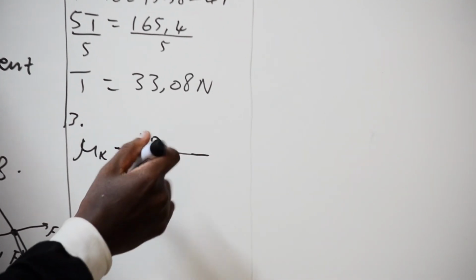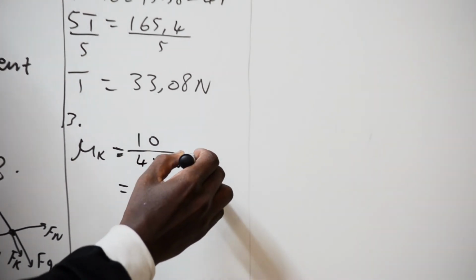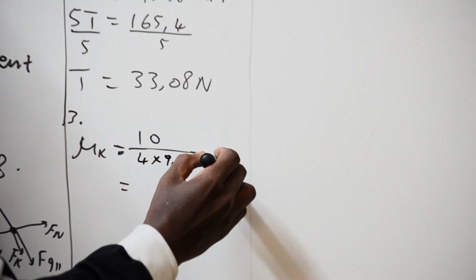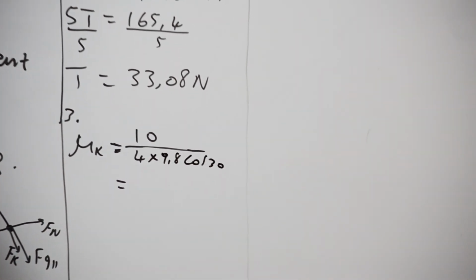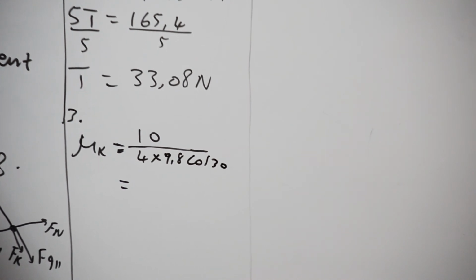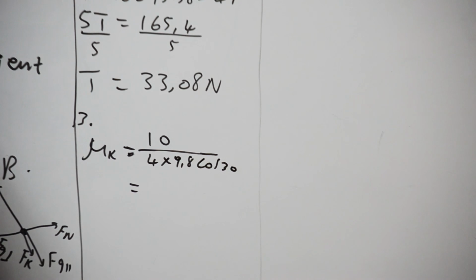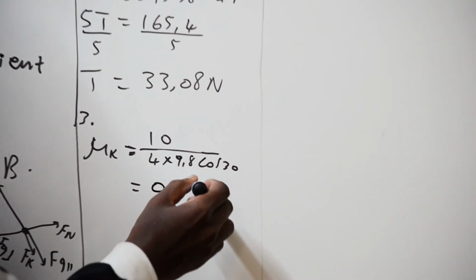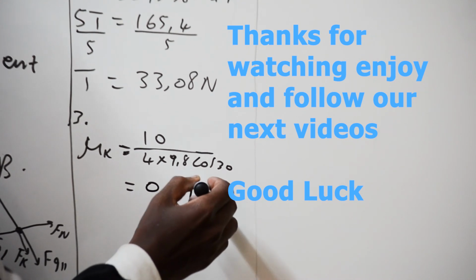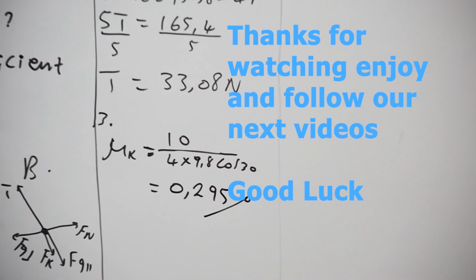So I have a mass, which is 4 times 9.8 cos 30. So this is also close to 0.295. That's the value. Enjoy, good people. Thank you very much.